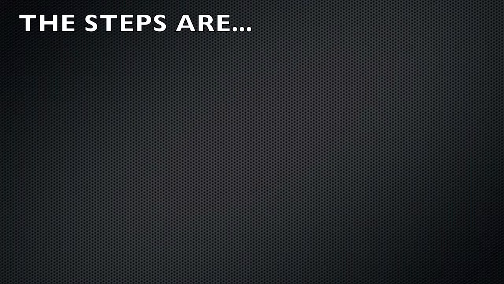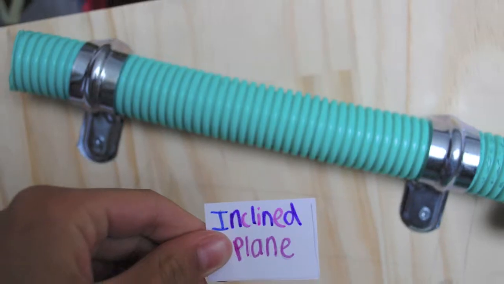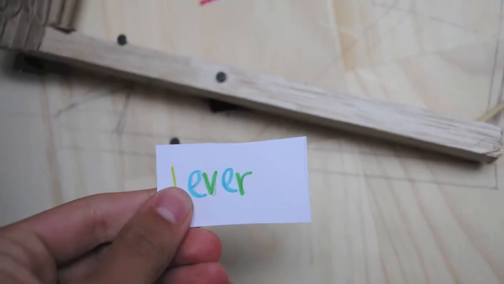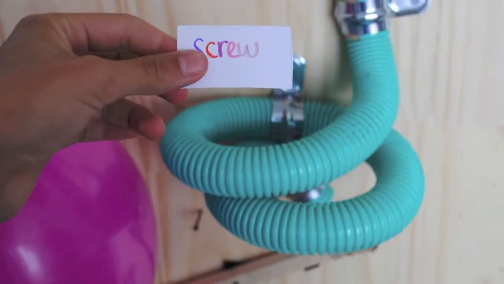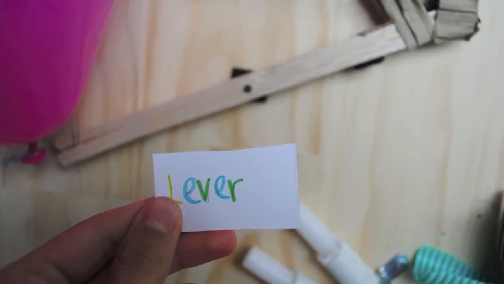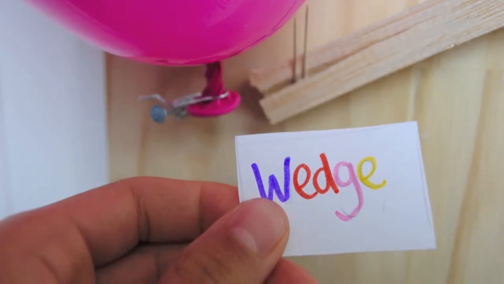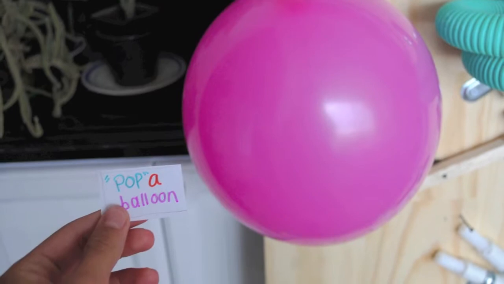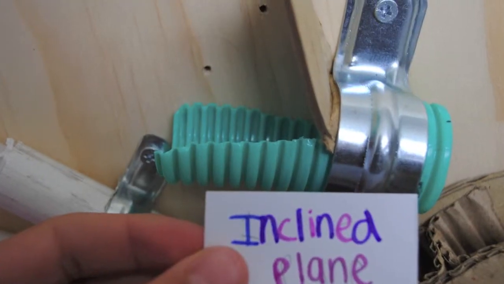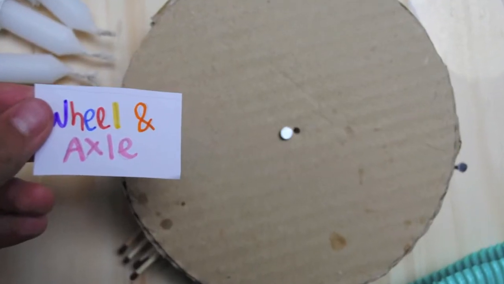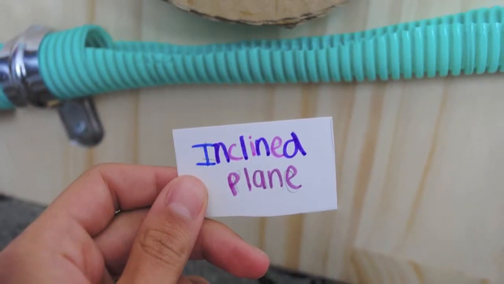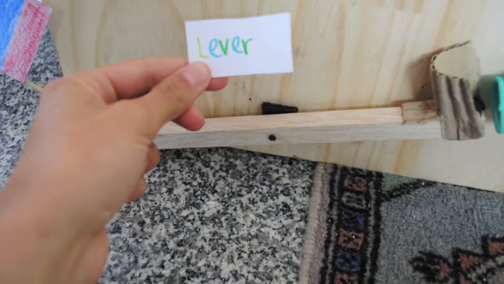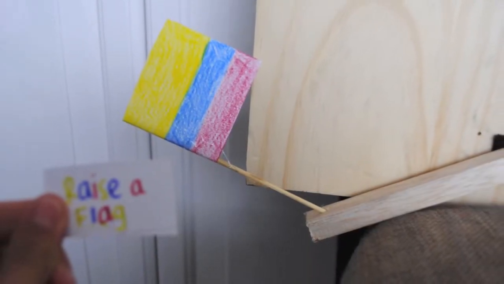These steps are 1. Inclined plane, 2. Lever, 3. Raise a flag, 4. Screw, 5. Lever, 6. Wedge, 7. Pop a balloon, 8. Inclined plane, 9. Wheel and axle, 10. Light a candle, 11. Inclined plane, 12. Lever, and 13. Raise a flag.